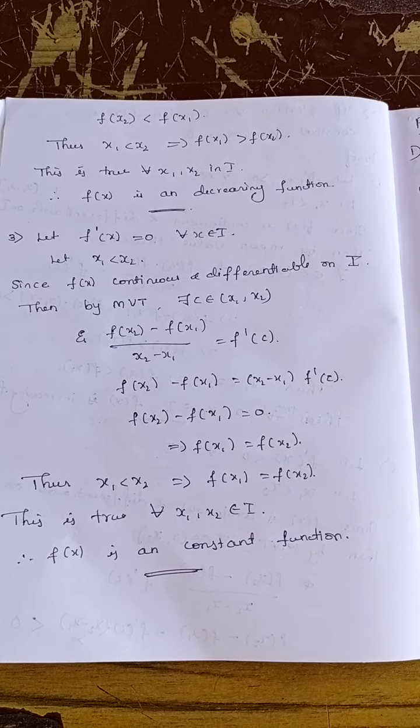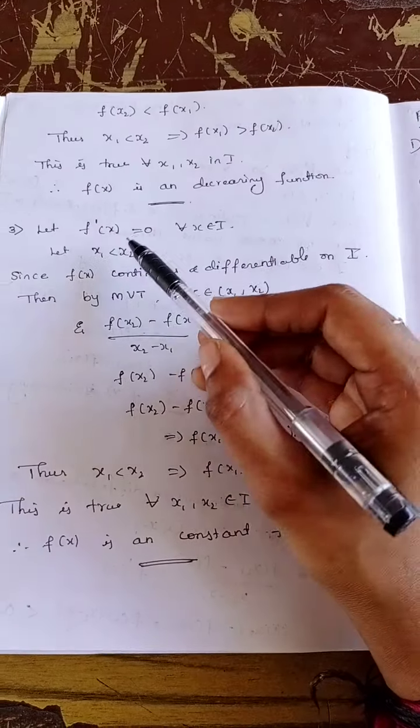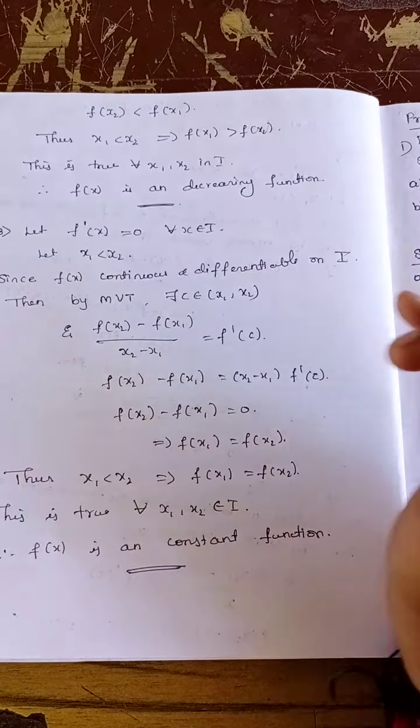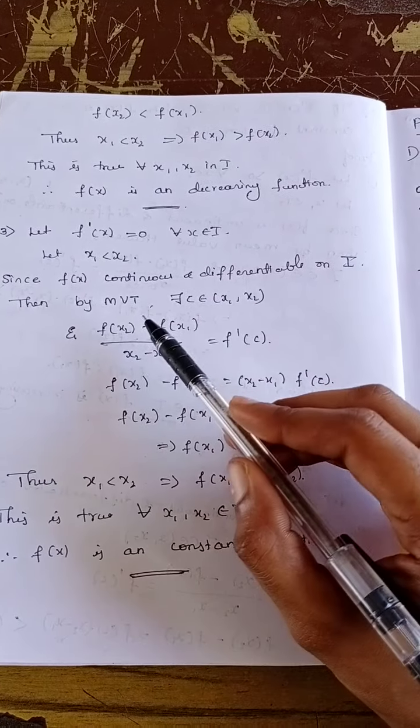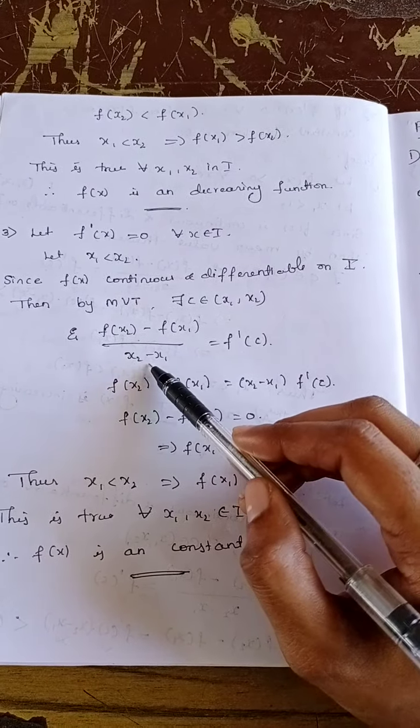Then come to the last one, that is f dash of x equal to 0. Then we have to prove that it is a constant function. A constant function means f of x1 is equal to f of x2. Let x1 is less than x2. Since f of x is continuous and differentiable on I, by mean value theorem there exists a c belongs to x1, x2 such that f of x2 minus f of x1 divided by x2 minus x1 is equal to f dash of c. Transpose x2 minus x1 to this side. So f of x2 minus f of x1 is equal to x2 minus x1 into f dash of c.